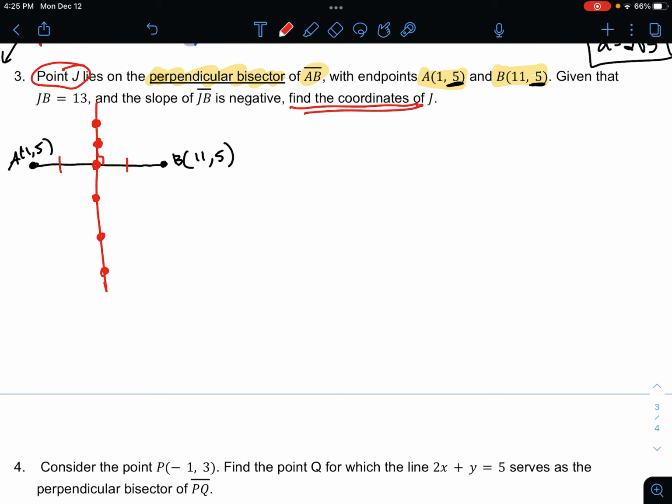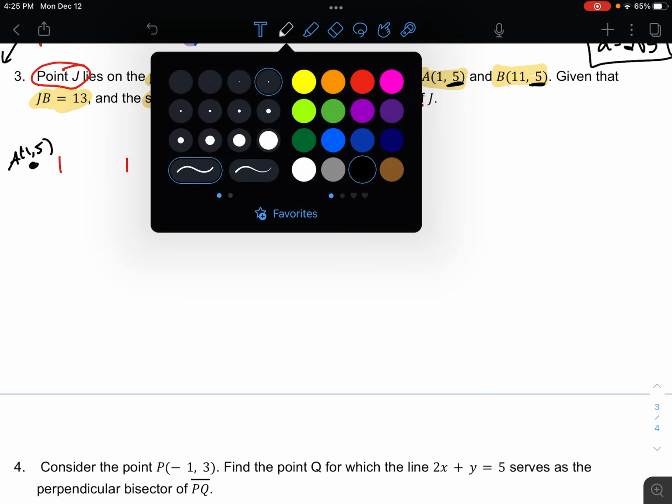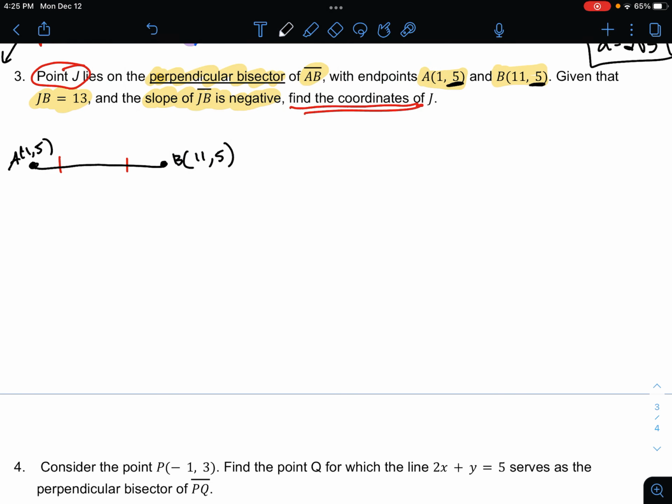Our goal is to find the coordinates of J, given that we know JB is 13, and the slope of JB is negative. So wherever I put J, I need to find a point where JB will have a negative slope. If I put a J down here, that gives JB a positive slope. But if I put J above segment AB, then JB will have a negative slope. If I know JB is 13, I can fill this in.